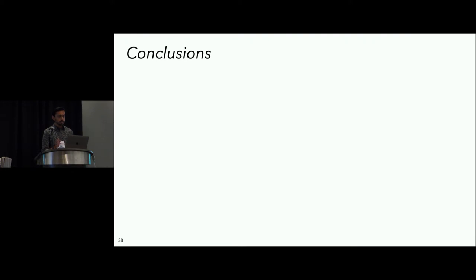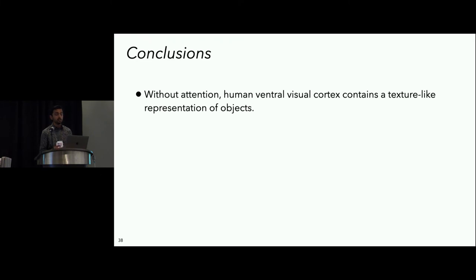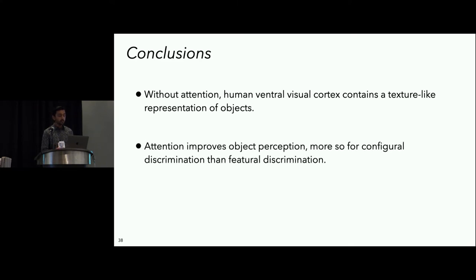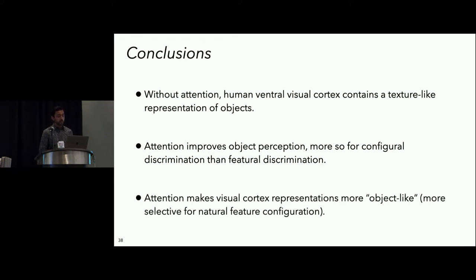Okay, so the results I've shown you today are still quite fresh, but there are a few big takeaways. So one, without attention, human ventral visual cortex contains a texture-like representation of objects. Attention does improve object perception, but more so for configural discrimination than for featural discrimination. And thirdly, attention makes visual cortex representations more object-like, that is, more selective for natural feature configurations.